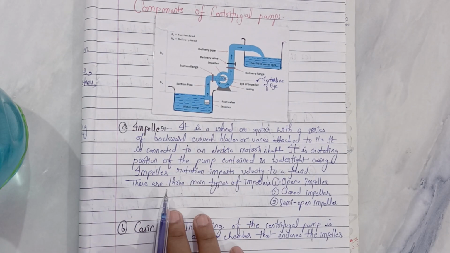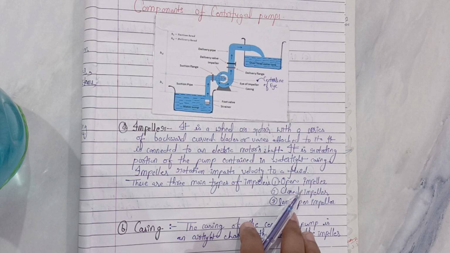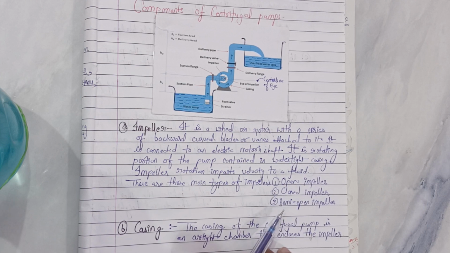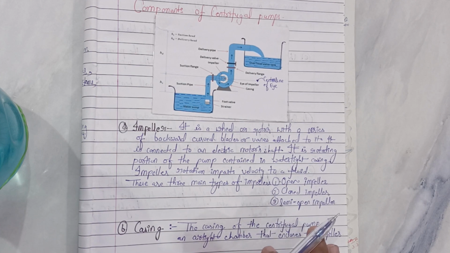There are three main types of impeller. First is the open impeller, second is the closed impeller, and third is the semi-open impeller.